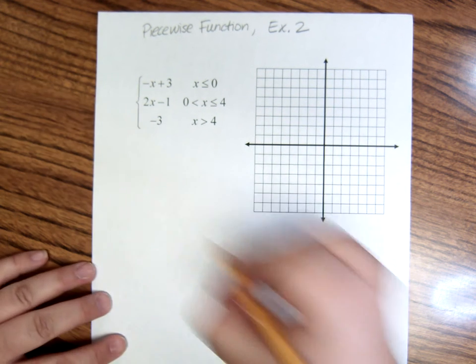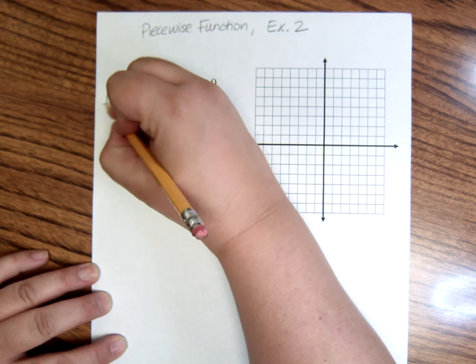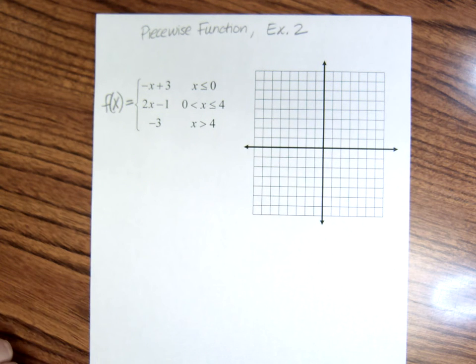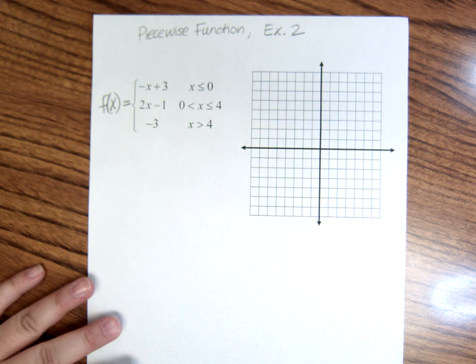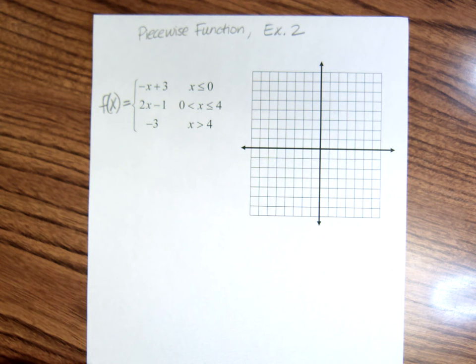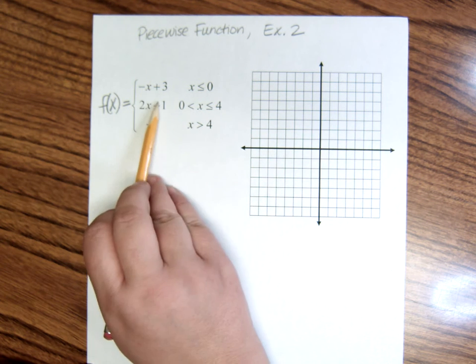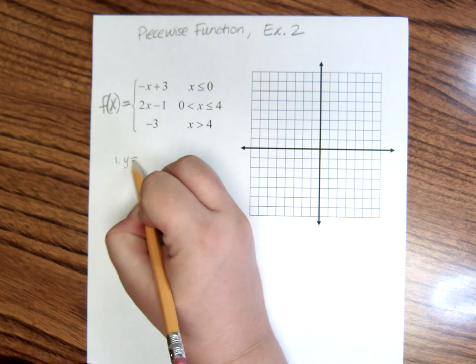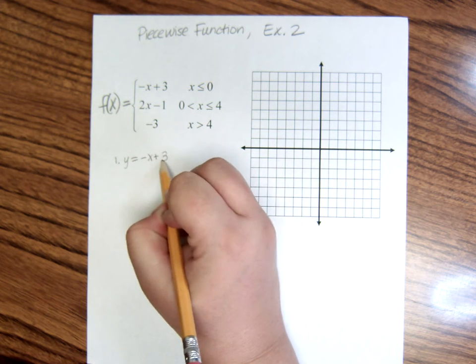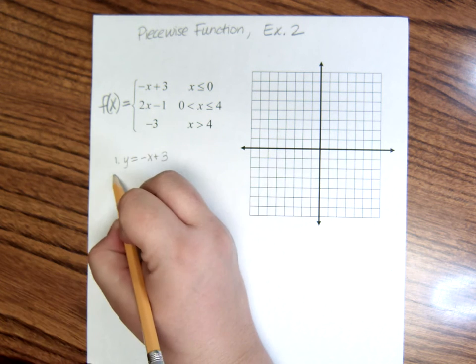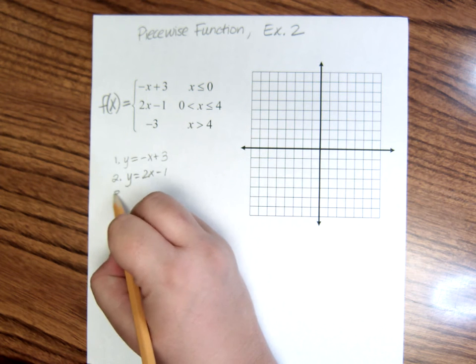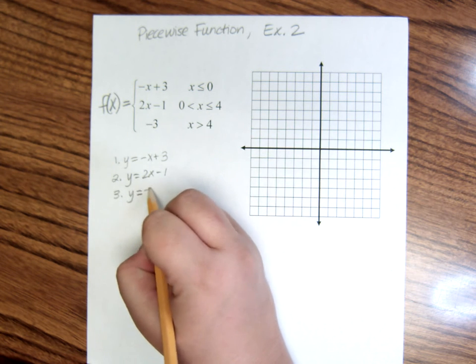What's missing here, actually, and it just probably got copied off the screen, is that it usually says f of x equals. Okay, and remember, f of x is sort of like saying y. So really, it's like I have 3 different equations here. I have y equals negative x plus 3. That's negative 1x plus 3, really. Y equals 2x minus 1. And y equals negative 3.